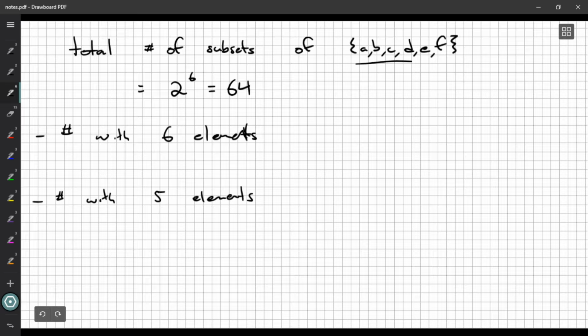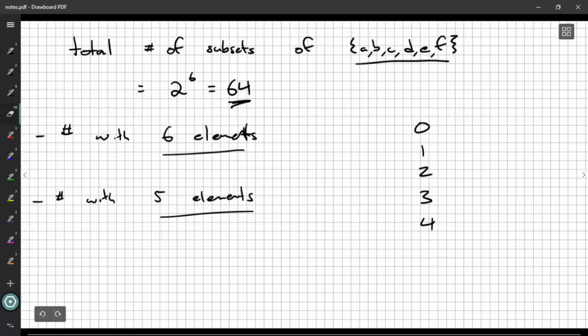Because if I've got a subset of this, it's going to have 0, 1, 2, 3, 4, 5, or 6 elements in it. If I count the ones with 6 and I count the ones with 5 and I get rid of them, what's left is the ones that have at most 4. And we do this because this is easier than counting the number with 0, counting the number with 1 element, 2 elements, 3, 4, and adding all those up. That's 5 numbers I have to work out. Here I only have 3 numbers I have to work out. So we're working a little smarter by counting the things we don't want and removing them from the total.